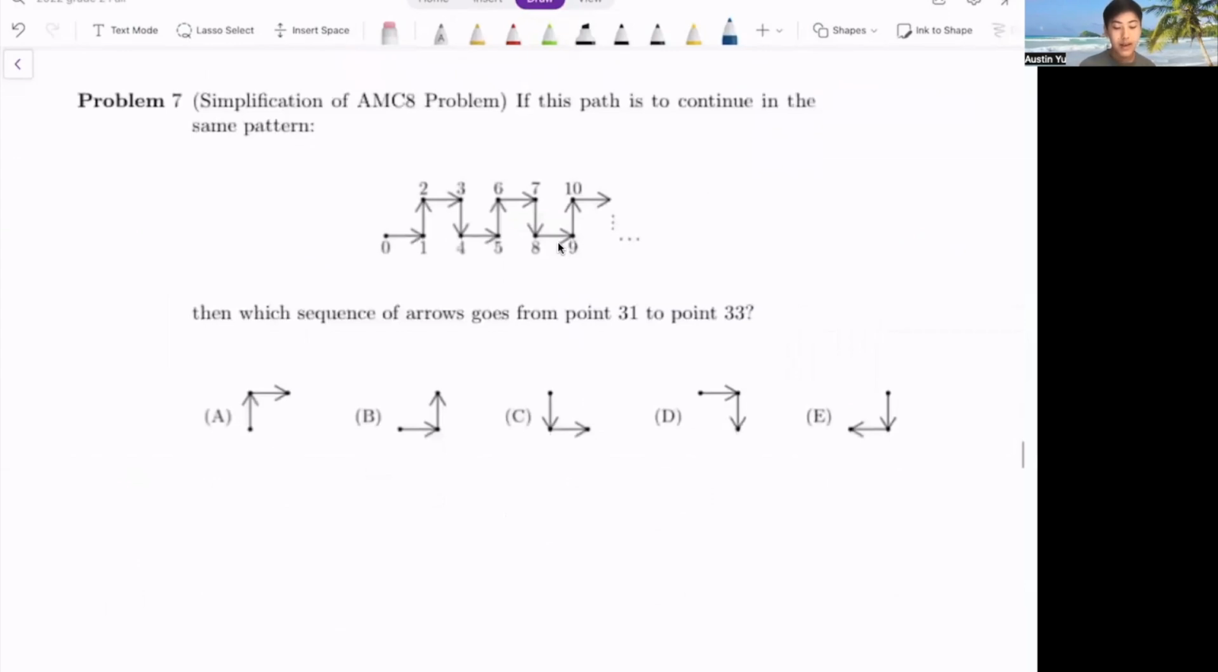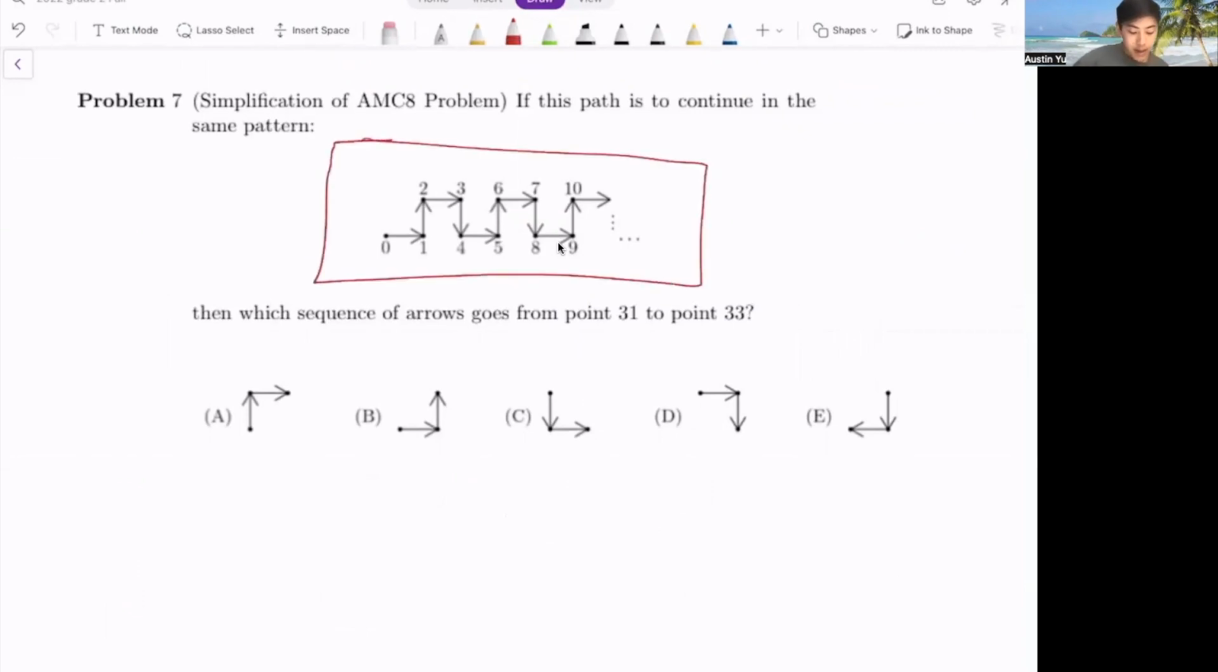Problem 7. If this path is to continue in the same pattern, as you see here, and I'm going to highlight the pattern in red, then which sequence of arrows goes from point 31 to 33? All right, for this problem, it's quite a bit tricky, but we can still figure it out.